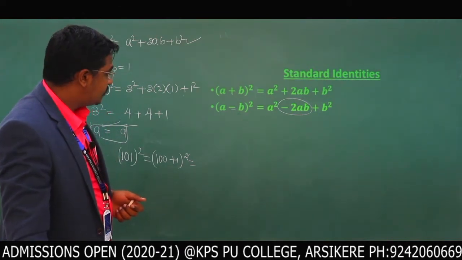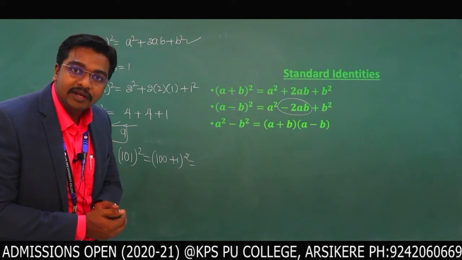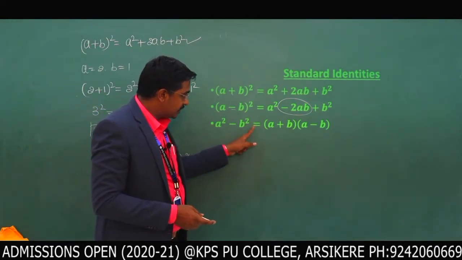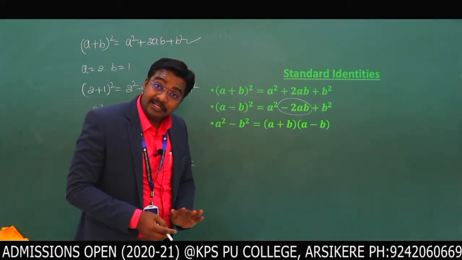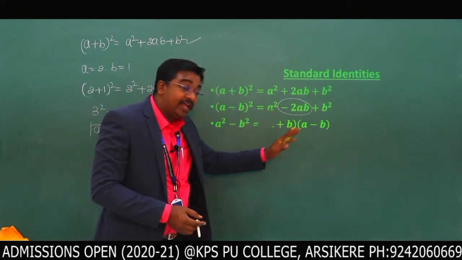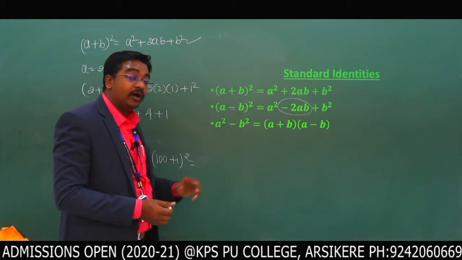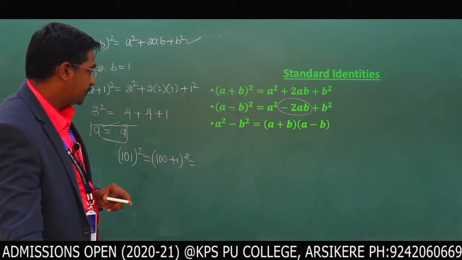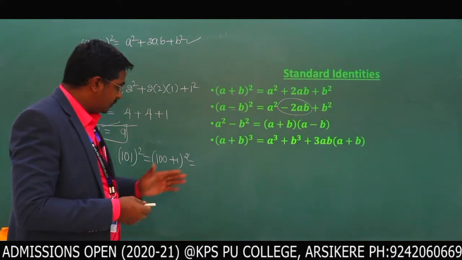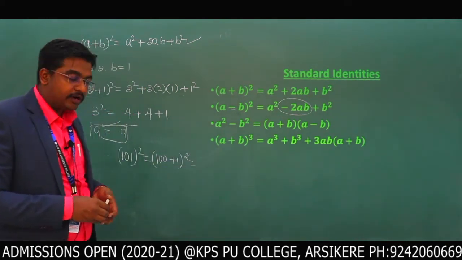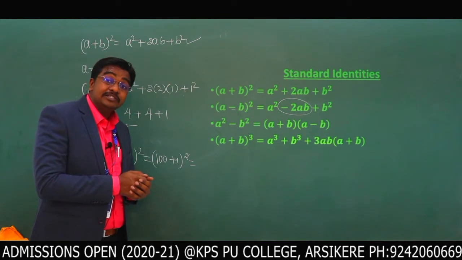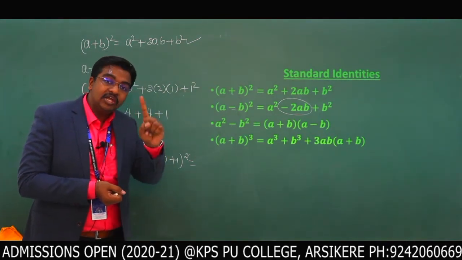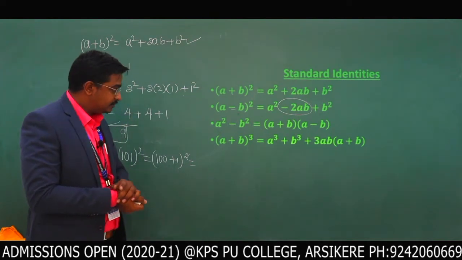So but it's third one, a square minus b square, look at the expansion. a square minus b square can be written as a plus b into a minus b, or else a plus b into a minus b can be written as a square minus b square. Okay, third one and fourth one, a plus b whole cube, this is also very important, and expansion a cube plus b cube plus 3ab into a plus b.